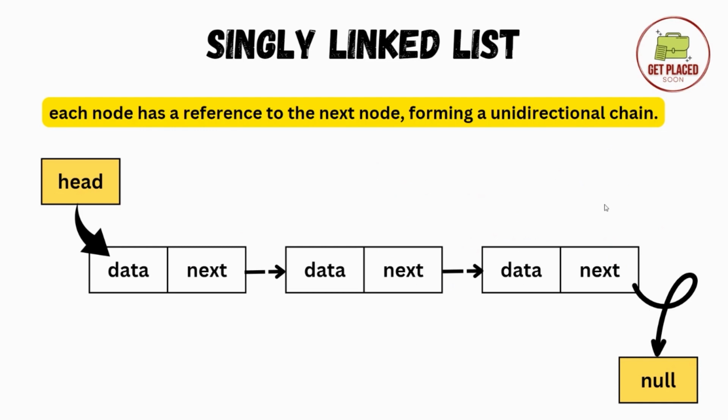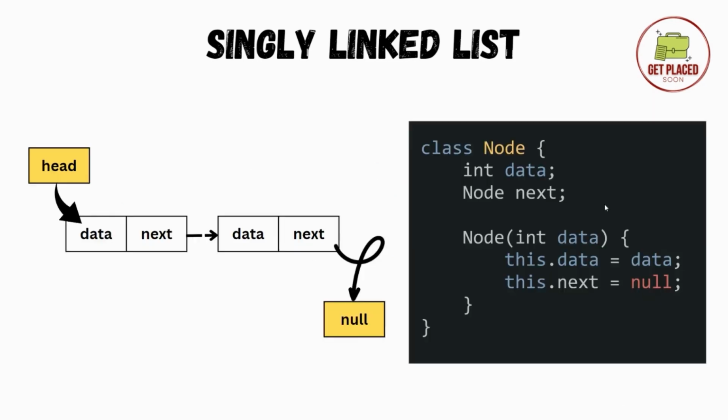Now let's see how to declare a node for a singly linked list. As I already said, a node consists of two things, data and next. The variable int data is used to store the actual value of the node. Moving ahead, we have Node next, which declares a reference variable named next, of type Node. This variable is used to store a reference to the next node in the linked list. So basically, it contains the address of the next node.